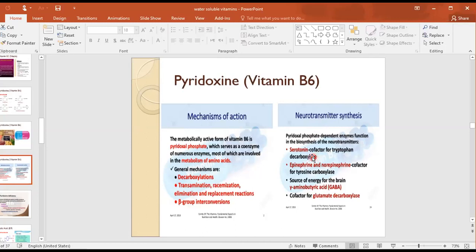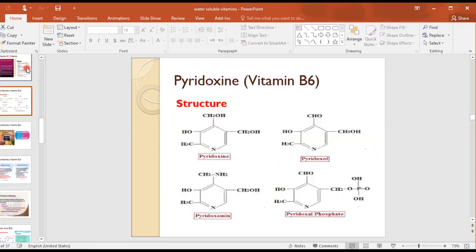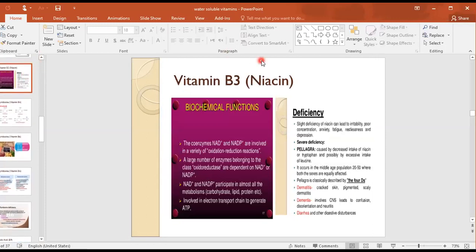Also, one of the most important functions of vitamin B6 is that it helps tryptophan to be converted to niacin. Tryptophan amino acid is the source of nicotinic acid, niacin, the vitamin we just took before. Niacin is formed, or nicotinic acid is formed from tryptophan amino acid, and vitamin B6 helps this process. Vitamin B6 helps the transformation of tryptophan to niacin.